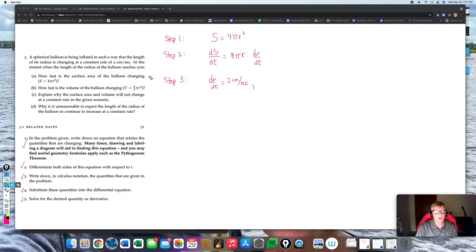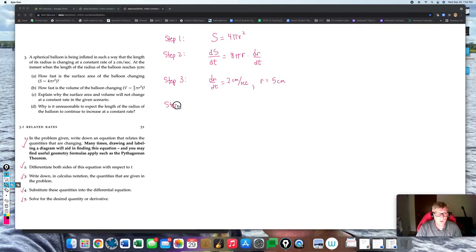And what else do we know? At the instant when the length of the radius of the balloon reaches 5 centimeters. So we know that the radius of the balloon is 5 centimeters, which is like 2 inches. You know, it's like a small balloon. 2 inches in radius, so maybe 4 inches in diameter. Still not very big. All right.